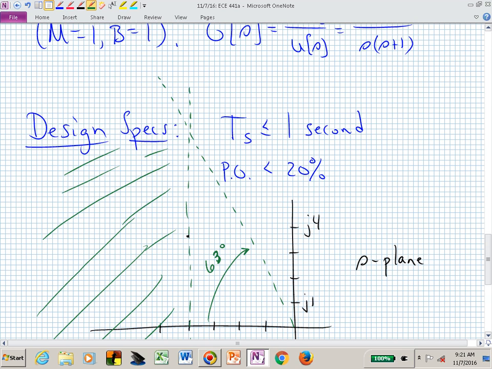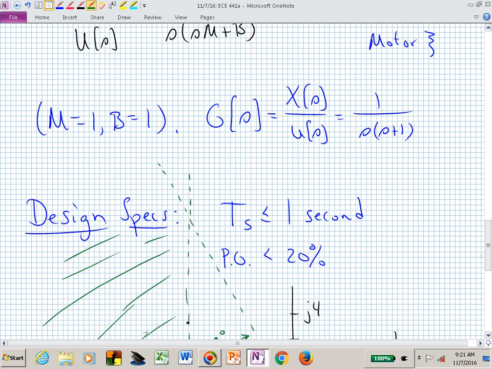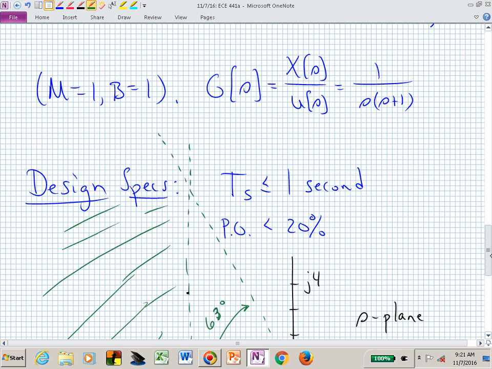But we don't want our imaginary part to be so big that it's making our dominant poles have an angle bigger than 63 degrees. That's the idea. Let's look at the system that we started with, which is 1 over s times s plus 1, and see if the closed loop poles, just using a gain k, will put us in the shaded region. We're wanting our closed loop poles to end up in the shaded region.